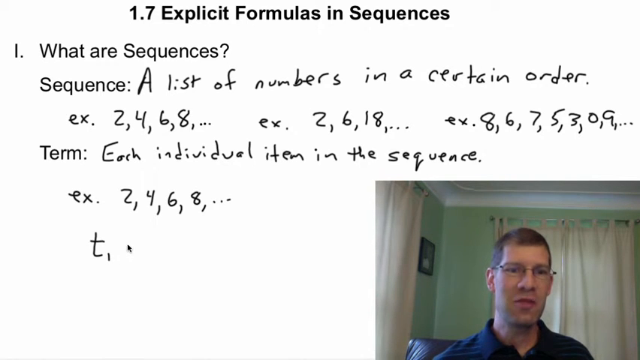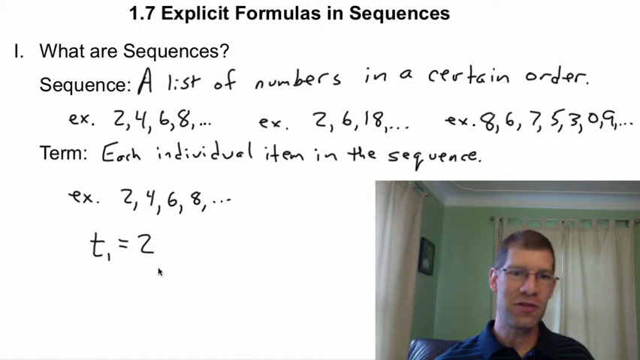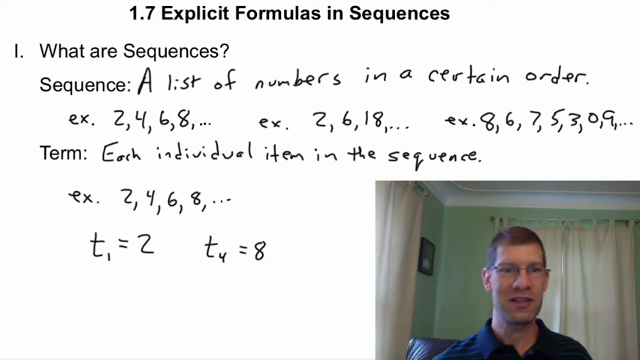And they'll say T sub 1. And the subscript here, kind of like submarine, subscript is below writing script. But the 1 stands for the term number. So T sub 1 then would equal 2. That's the first term, the first item in the list. If we were talking about the 8, you could say T sub 4 is 8. The fourth number, the fourth item, the fourth term in the list is 8.